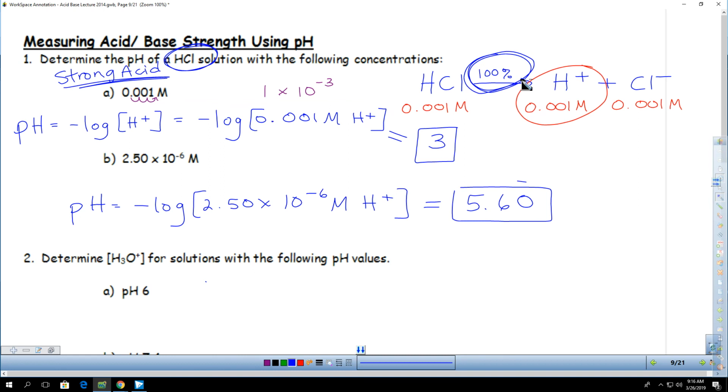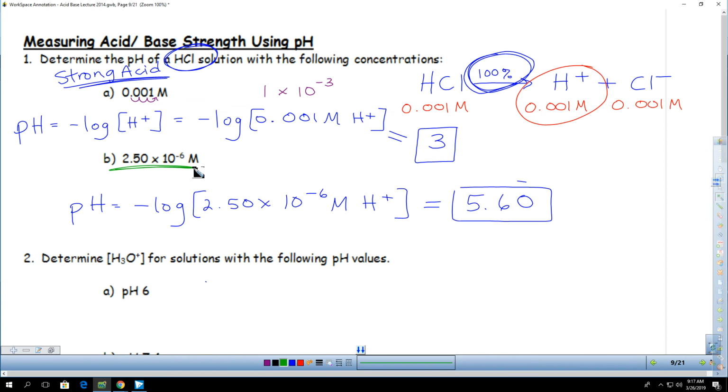But now check this out. I have a strong acid with a pH of 5.6. And now you might be freaking out because you say, well, but my teacher said that strong acids have to have a pH of 1, 2, 3. Not necessarily. pH is a measure of how much hydrogen is in the solution. Look at this molarity. This molarity is really small.